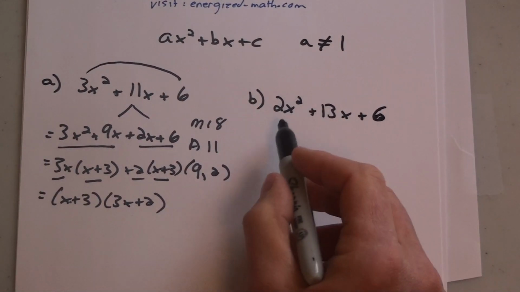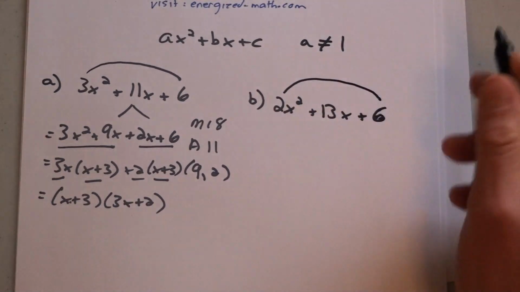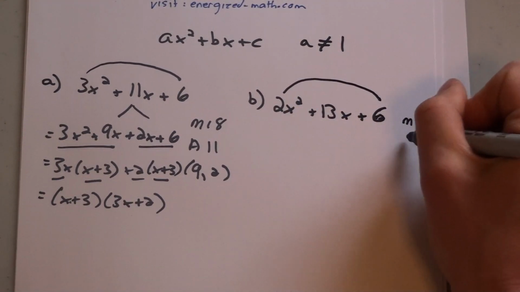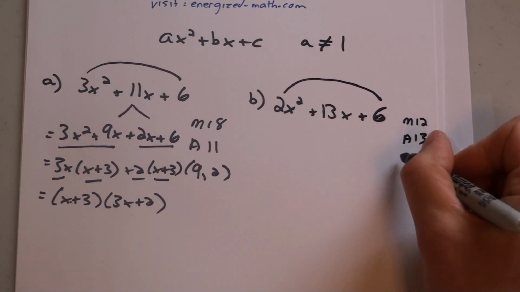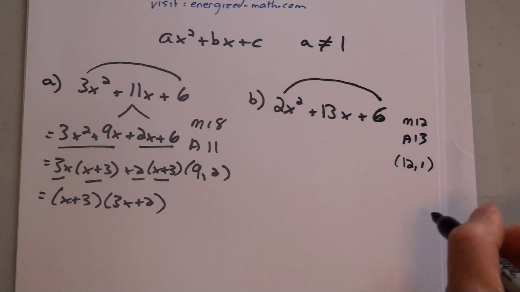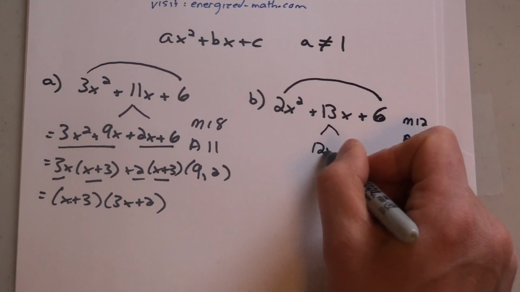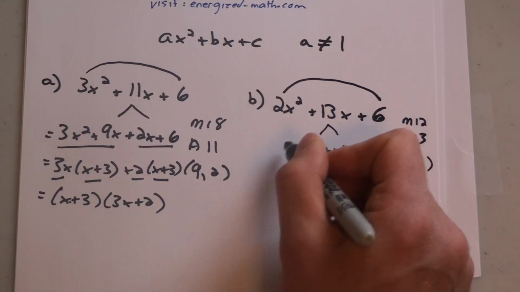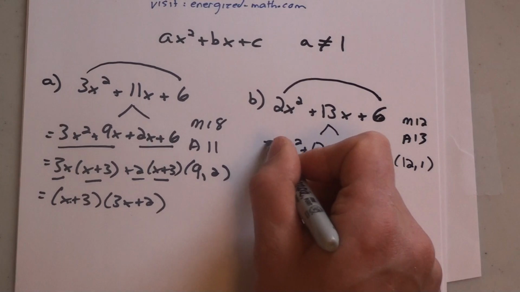For the second example, again, I'm going to look for two numbers that multiply to my a value times my c value. So it's going to multiply to 12 and it's going to add to 13. The only numbers that multiply to 12 and add to 13 would be 12 and 1. So I'm going to split my middle term up. It's going to become 12x plus 1x. I'll still have my first term. I'll still have my last term.